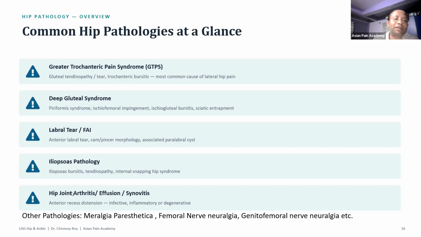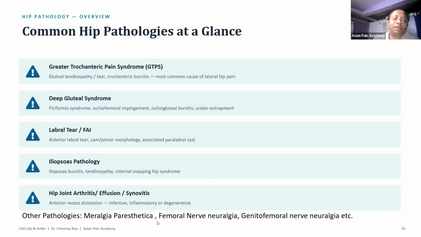Then hip joint arthritis, which is the most common. With hip osteoarthritis, the patient can come with groin pain, and we can see the effusion also. So these are the common pain syndromes we get in a pain clinic in the hip area. Then some other pathologies which are not directly in the hip joint area, but which we have to look for while examining the hip area by ultrasound.